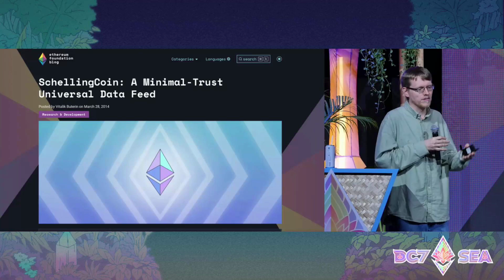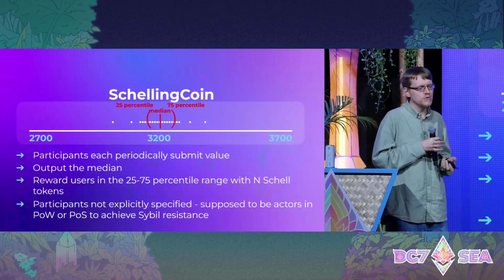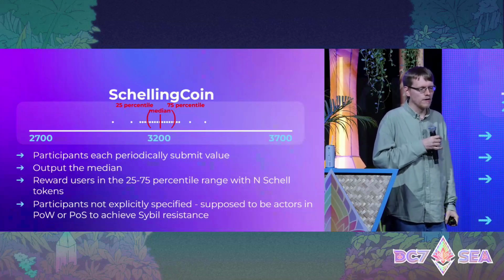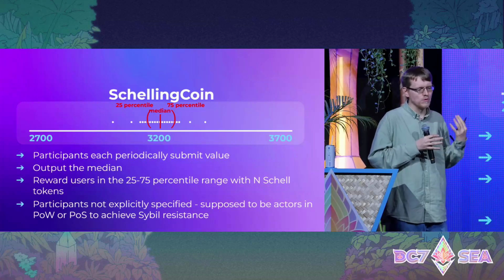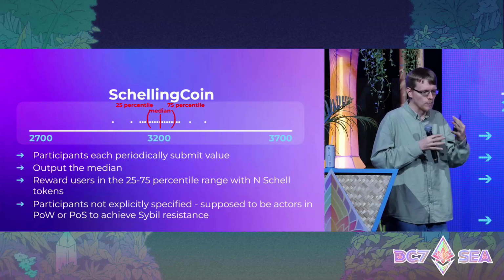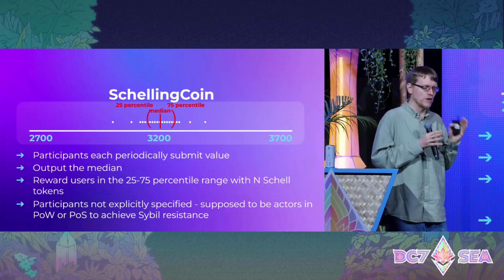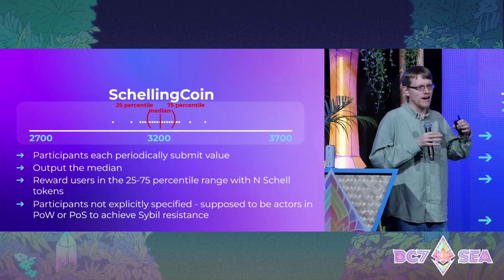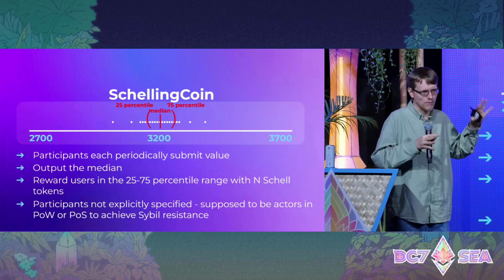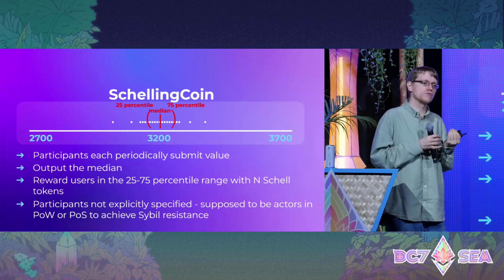This post was actually one of the big inspirations for what ultimately became Kleros. He was thinking about this price oracle question, where his proposal is: I have people who each submit a number value, and you output the median. So far, that's kind of normal. And then his incentive function was that you reward people in the 25 to 75% range. So people who have middle values are rewarded, and people who have extreme values are not rewarded. Maybe they're penalized. He didn't explicitly say who the participant should be.